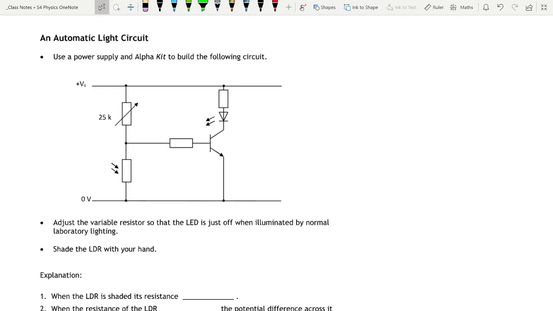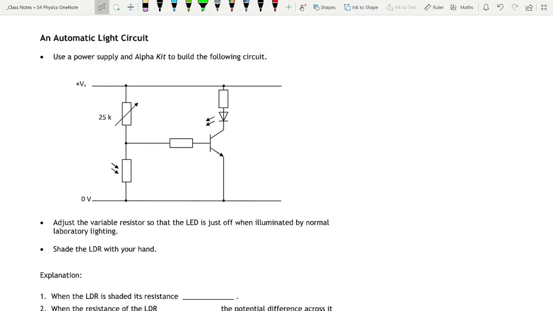Okay, so we were introduced to transistors last lesson. So today what we're going to do is look at them in practice. So remember, transistors are basically fancy switches. When they get a certain amount of voltage across them, they turn on. When they don't have the required voltage across them, they turn off.